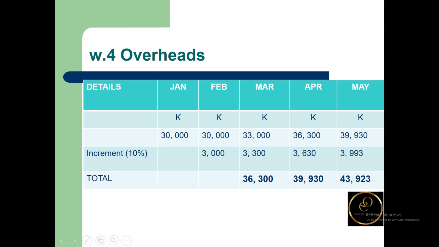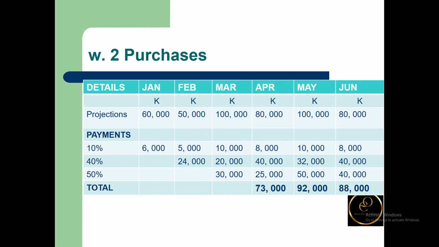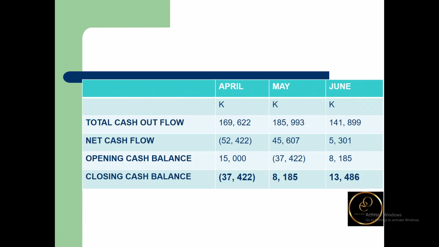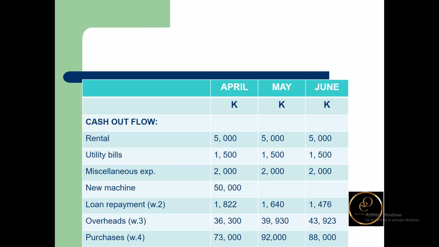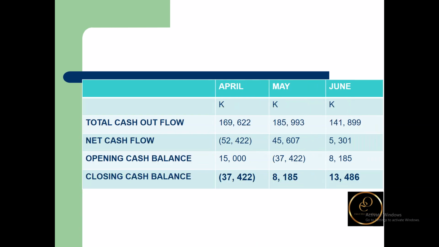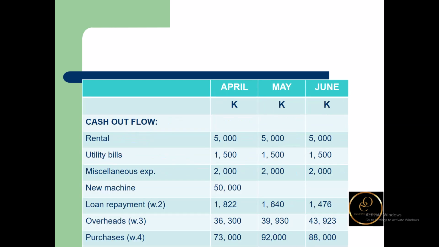So we're going to see how overheads will be shown in the cash budget. So overhead, you can see 36,300 in April. The May takes a hit of the 9,930 on account of overheads, and then the June takes 43,923.